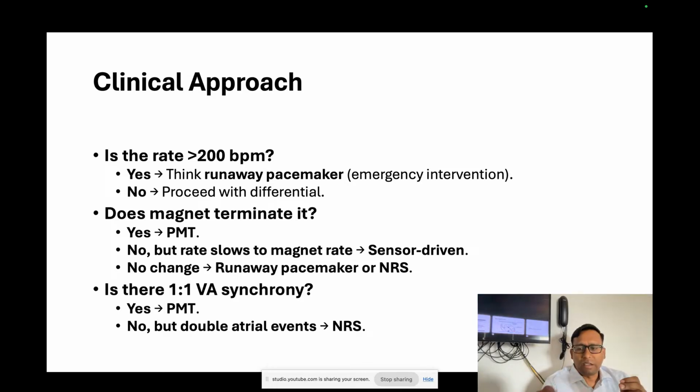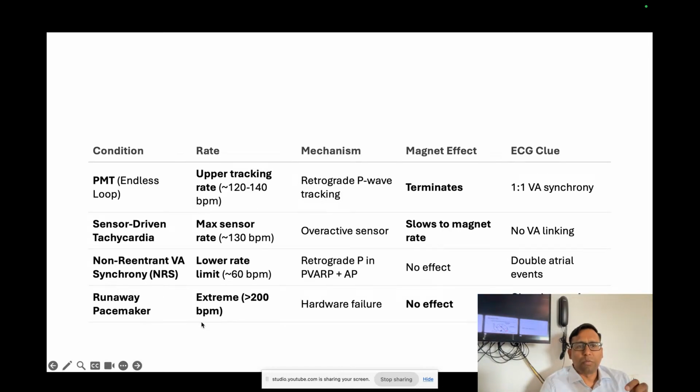NRS means non-reentrant VA synchrony, related to VA conduction. I will come to this. Is there one-to-one conduction, is it synchronized or not? If yes, then it is a PMT, and if no, then it is NRS. These are the two possibilities: PMT, sensor-driven tachycardia, and NRS, non-reentrant VA synchrony.